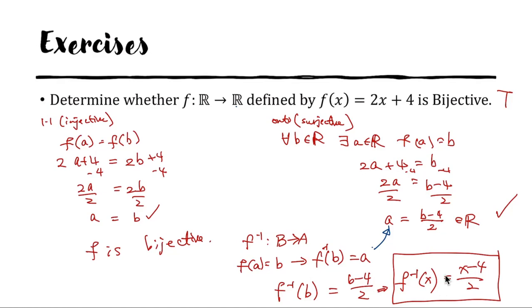Okay, so if you put 1 for the output, then your A will be (1 minus 4) over 2. That is negative 3 over 2, so it will be negative 1.5. Negative 1.5 is also a real number.